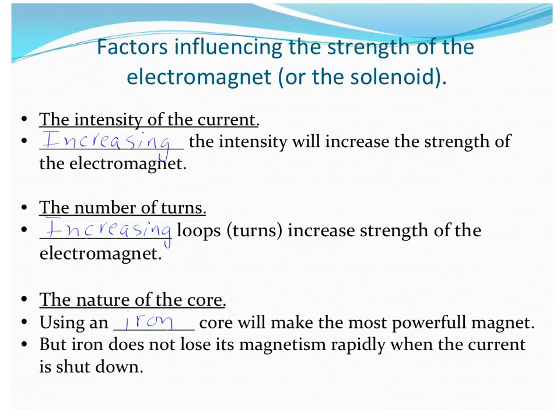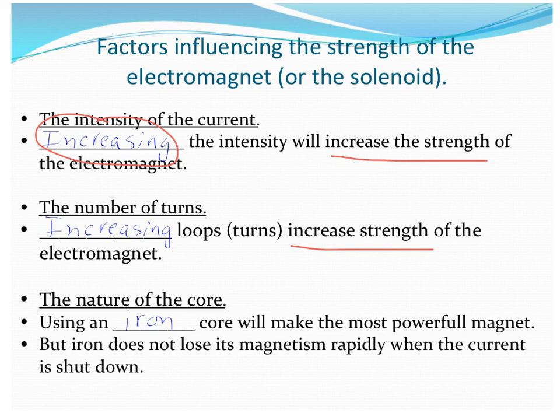And finally, different factors will influence the strength of your electromagnet. The first one is the intensity of the current. If you wish to increase the strength of an electromagnet, you can always increase the strength of your current. The second factor is the number of turns on your solenoid. It will increase the strength of your electromagnet the more you add loops, because every loop you add is more magnetic field added to the total. So this will increase the strength of your magnet also.